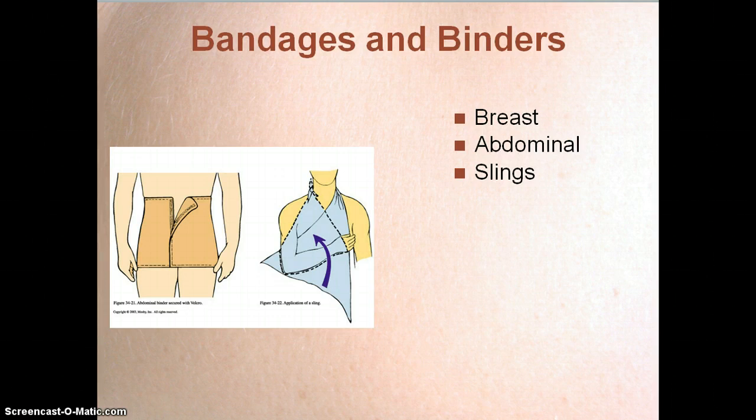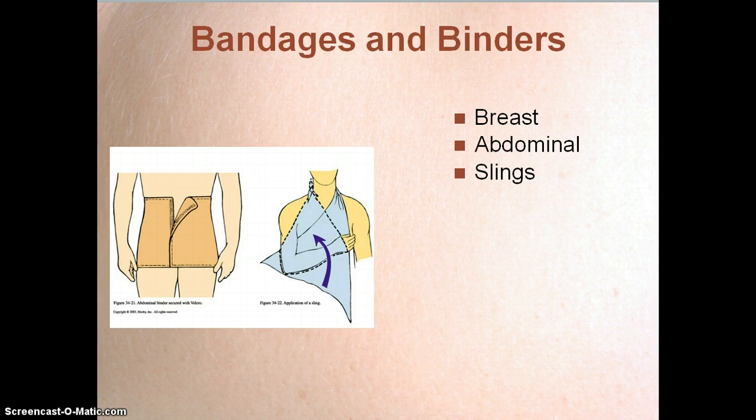Maybe the immobilized sprained ankle. If you've ever twisted your ankle and you get the ACE wrap to wrap it, that would be an example. We use ACE wraps also on lower extremities as a form of a TED hose to help promote venous return for somebody that has a lot of lower ankle or lower leg edema.